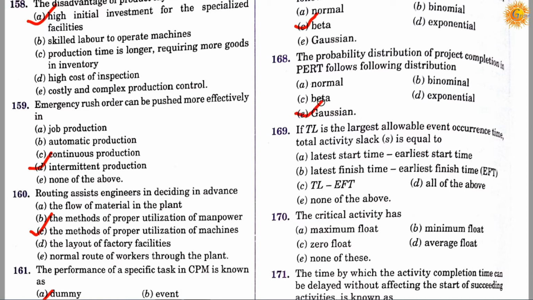So correct answer is E. It's called Gaussian. The probability distribution of project completion in PERT follows the distribution called Gaussian.